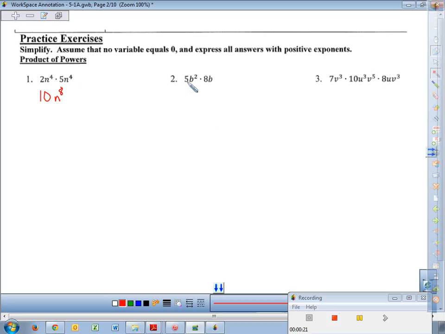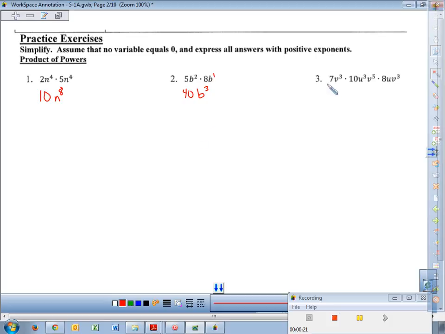Over here, numbers times numbers in the form of coefficients, so 5 times 8, well, that's 40. And then we got b squared times b to the first. We really need to add those exponents together and get b cubed. And there's our final answer.